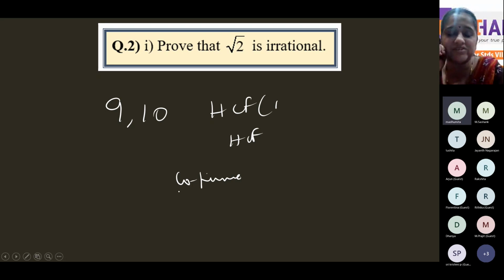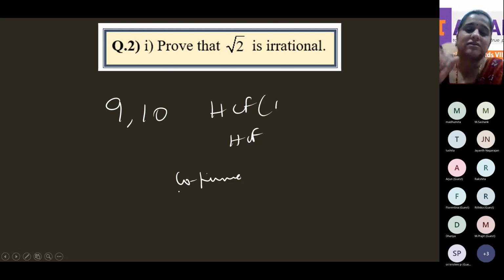That's correct. But my question is 9 and 10 are not prime numbers. Then how can you say they're co-prime? Ma'am, but their common factor is only 1. Okay, so the answer is there's only one condition for two numbers to be co-prime. If their HCF is 1, they're co-prime. There is no other condition. They need not be prime numbers. Two numbers are said to be co-prime if their HCF is 1. That's the only condition.